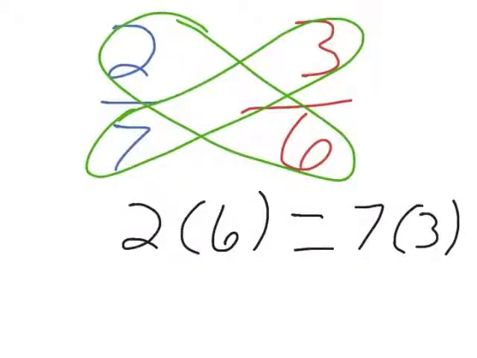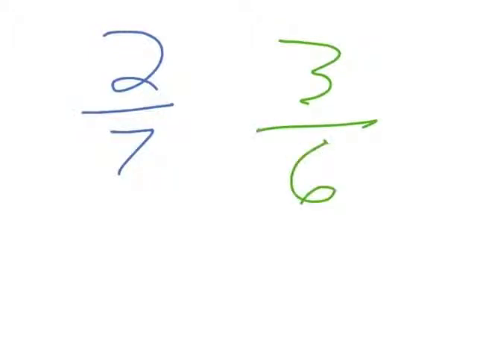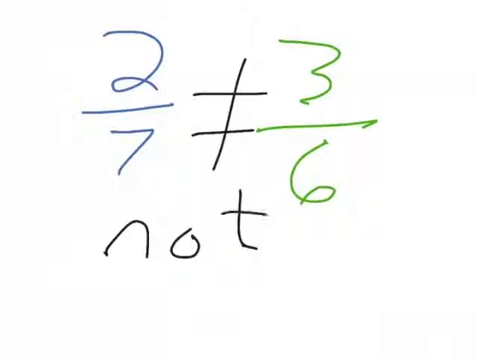2 times 6 is 12. 7 times 3 is 21. As we can see, 12 does not equal 21. So that means that 2/7 does not equal 3/6. They do not equal each other, so this is not a proportion.